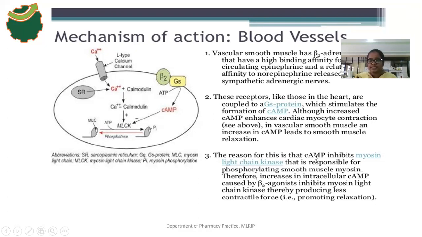Because the excess cyclic AMP inhibits myosin light chain kinase, there is no phosphorylation of the muscle protein known as myosin. The increase in cyclic AMP levels is caused by beta 2 agonists. That's why it promotes the relaxation effect.